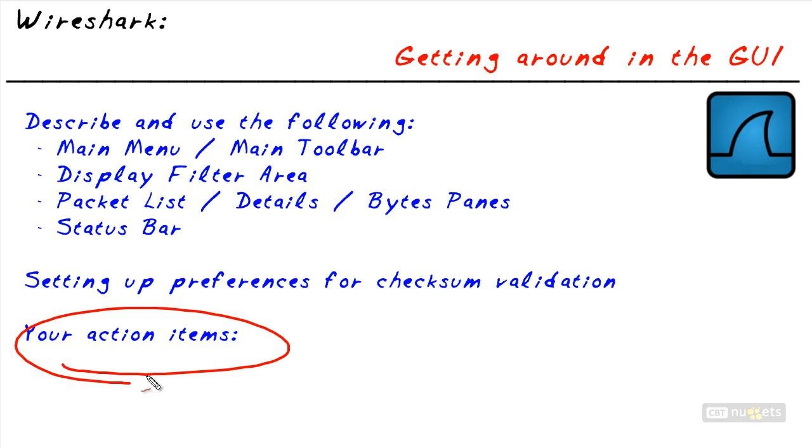I'd like you to open up a capture file. It can be one that you created or one that you downloaded from the Nugget Lab area. And then once it's open, I want you to verify that you can describe each of the areas in the interface: the main menu, the toolbar, the filter area, the panes for packet list, details, and bytes, as well as the status bar, and then practice with them. Practice navigating and use them.